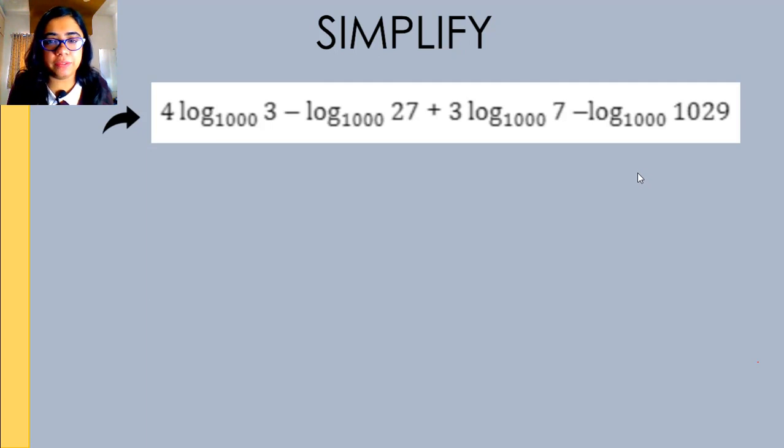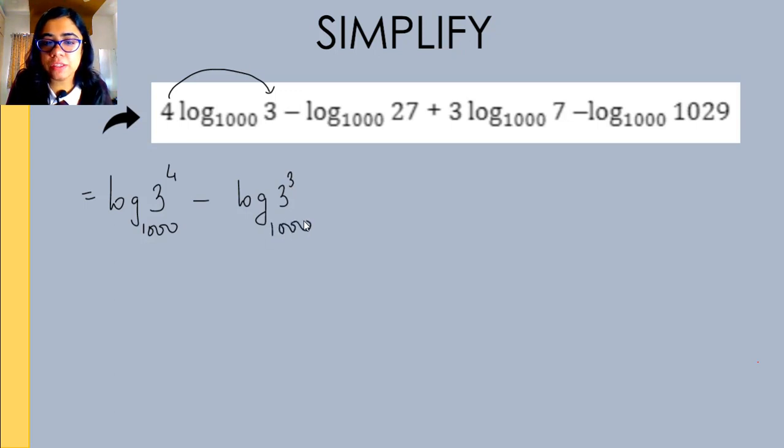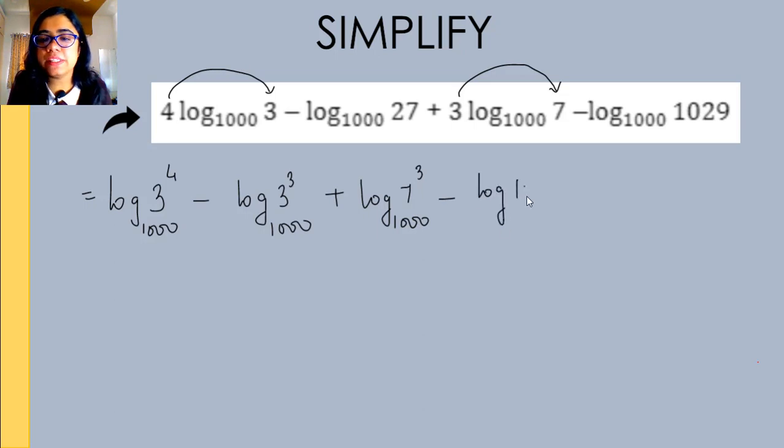the law of logarithm. So what you can do is, देखो first step में you can write this as, this 4 can go to the power. So this will be 3 raised to 4 to the base 1000 minus 27 can be written as 3 cube to the base 1000 plus this 7, this 3 will go to the power. So this will become 7 raised to 3 to the base 1000 minus log 1029 to the base 1000.